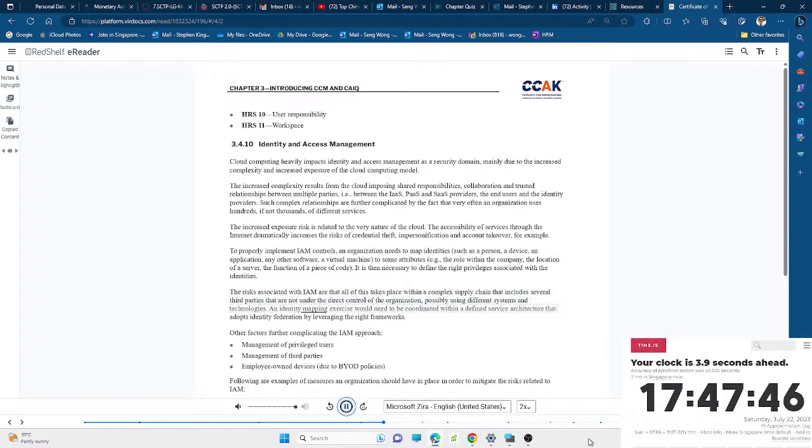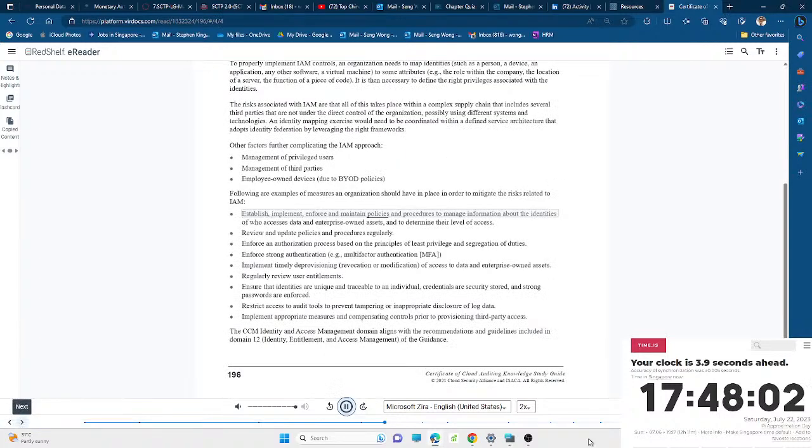An identity mapping exercise would need to be coordinated within a defined service architecture that adopts identity federation by leveraging the right frameworks. Other factors further complicating the IAM approach: management of privileged users, management of third parties' employee-owned devices due to BYOD policies. Following are examples of measures an organization should have in place in order to mitigate the risks related to IAM: establish, implement, enforce, and maintain policies and procedures to manage information about the identities of who accesses data and enterprise-owned assets, and to determine their level of access.